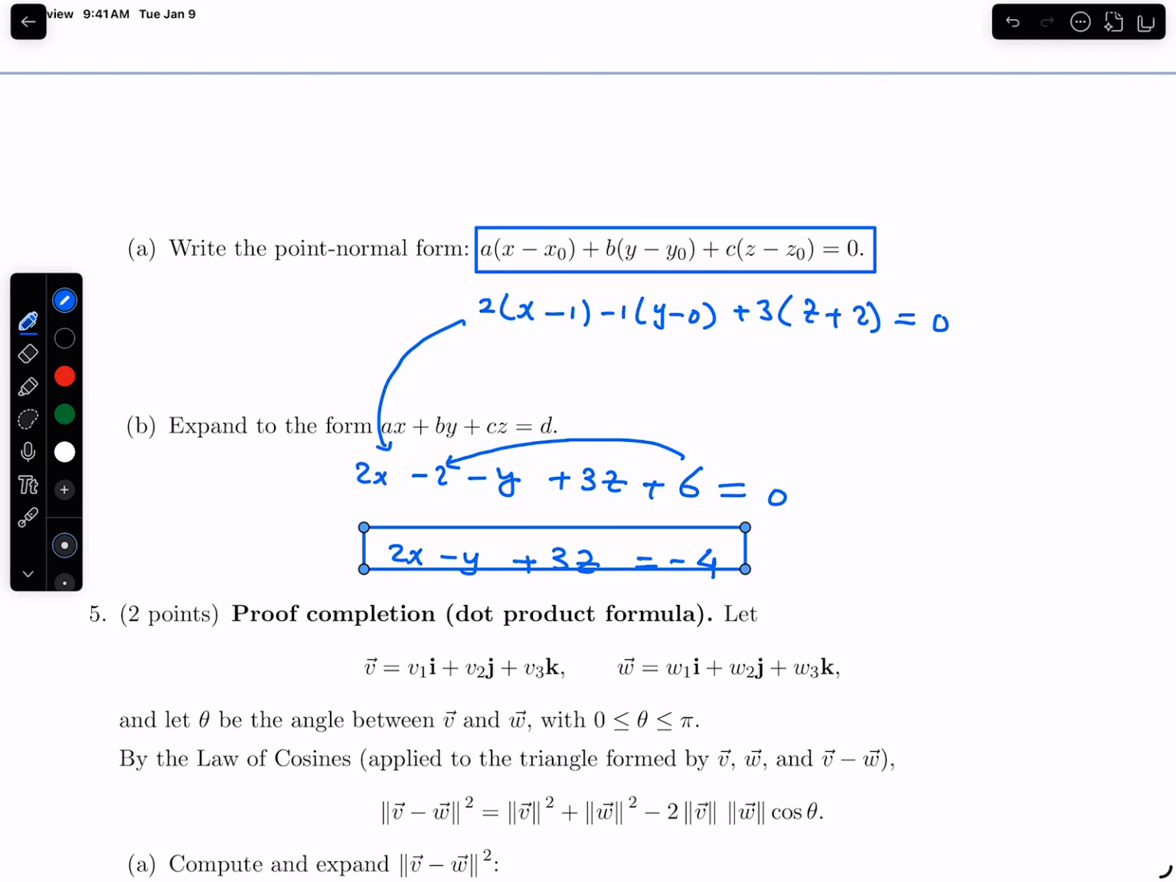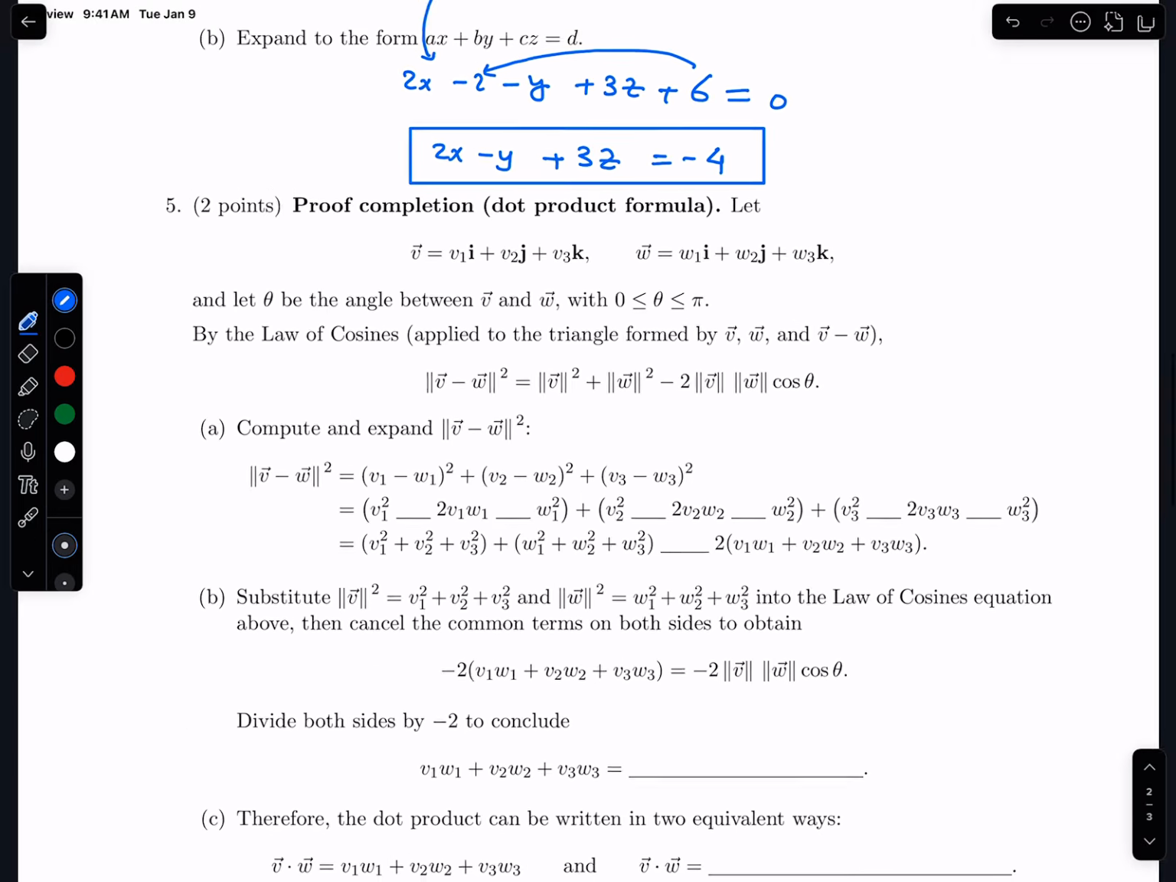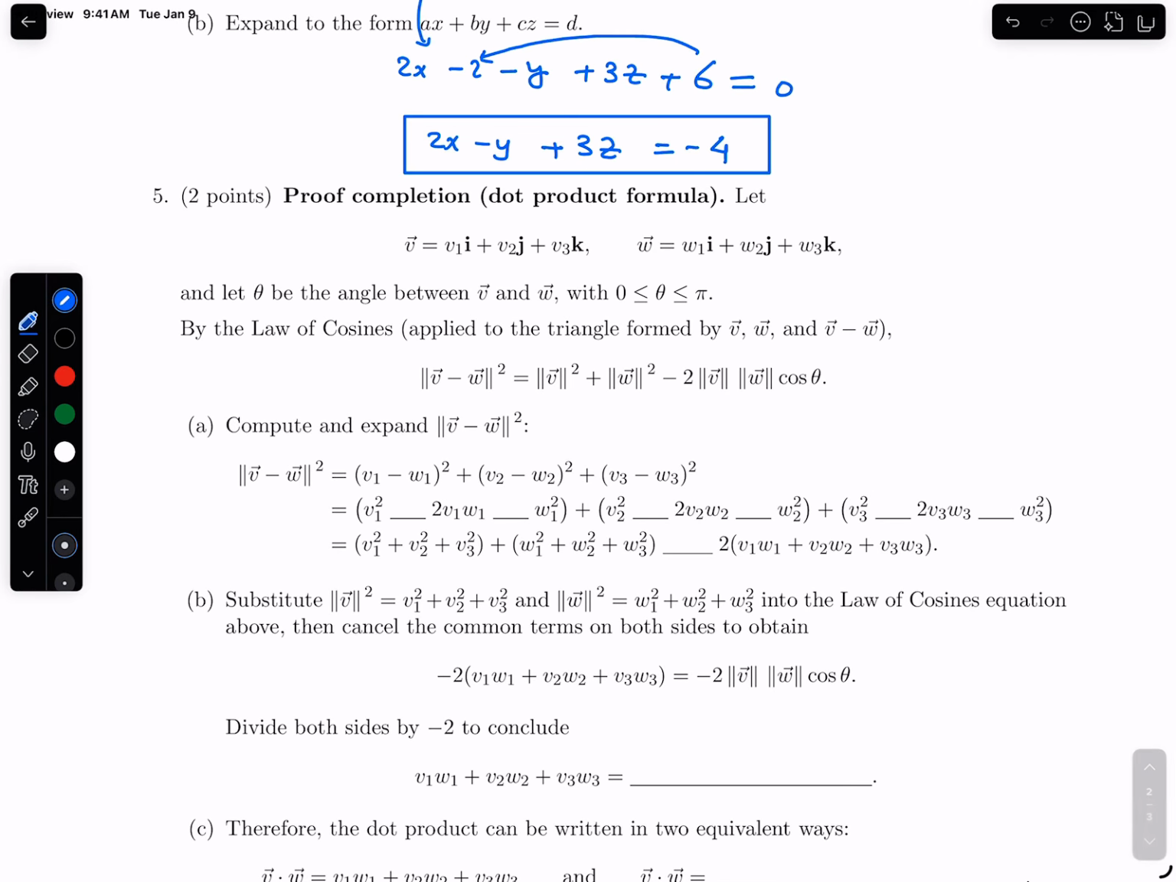Okay, so this was question number 4. Question number 5 is really simple. So what am I doing? I'm just proving this formula, the formula for the dot product. So what am I doing? I'm taking two vectors. This one is vector v, this one is vector w. Obviously this vector should be v minus w.